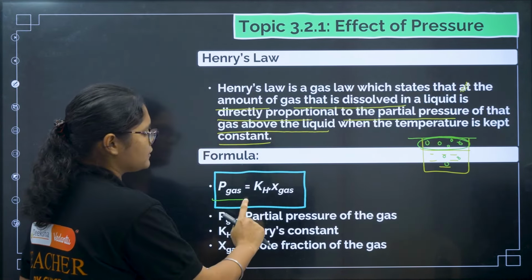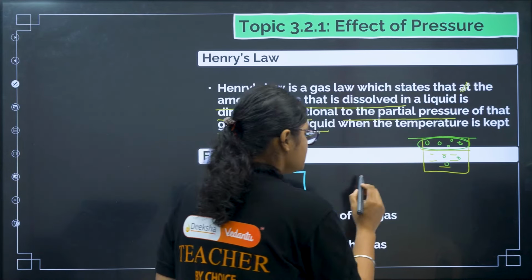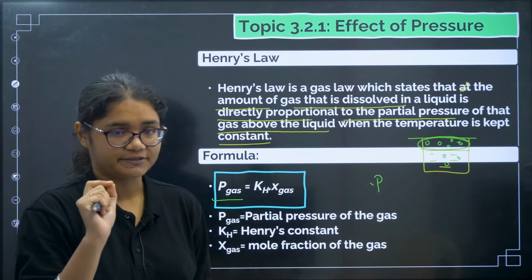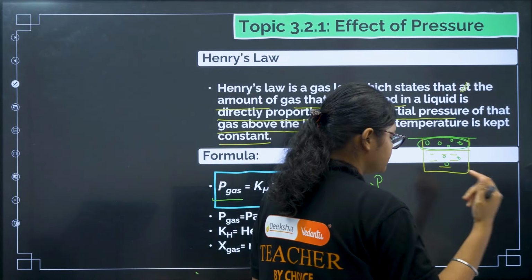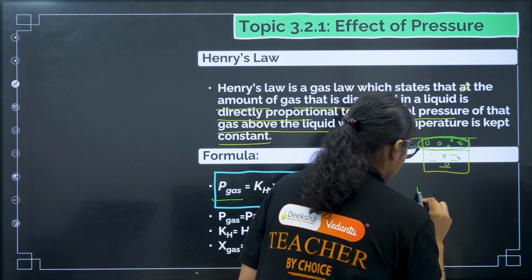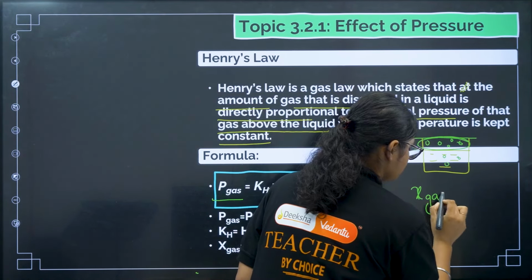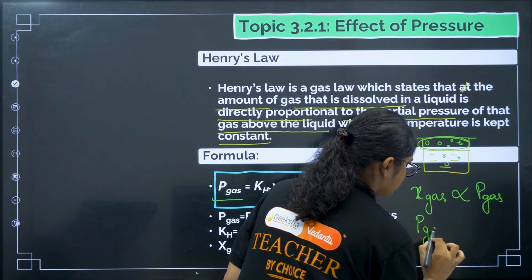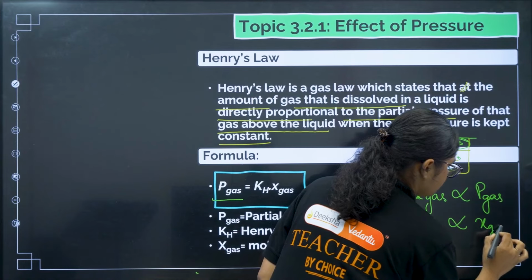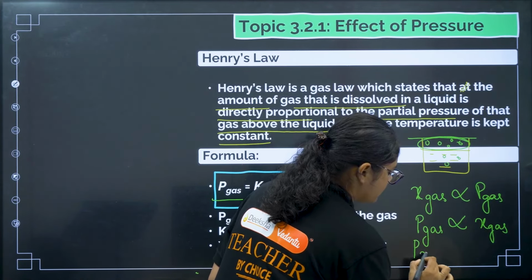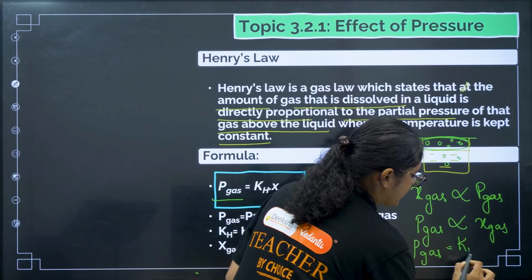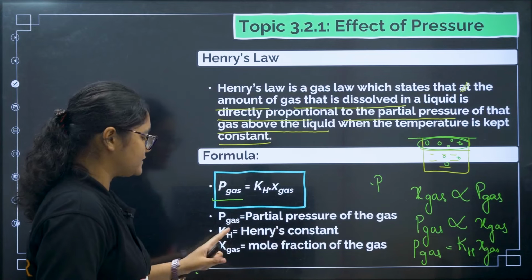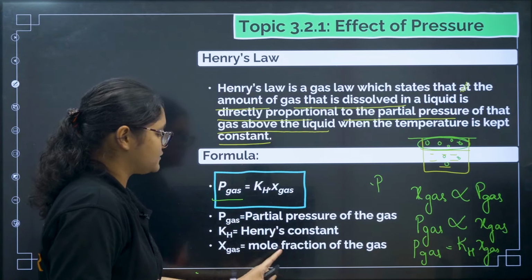Now how is it represented mathematically? Pressure of the gas is equal to KH into the mole fraction of the gas. Solubility is expressed in terms of mole fraction here. So the solubility of a gas in a liquid is proportional to the partial pressure of the gas. I can also write it like this: partial pressure of the gas is proportional to the mole fraction of the gas. Now to remove this proportionality, we need to multiply by a constant, and that constant is called Henry's constant. So you can see the terms here. P gas is the partial pressure of the gas, KH is Henry's constant, and X gas represents the mole fraction of the gas.